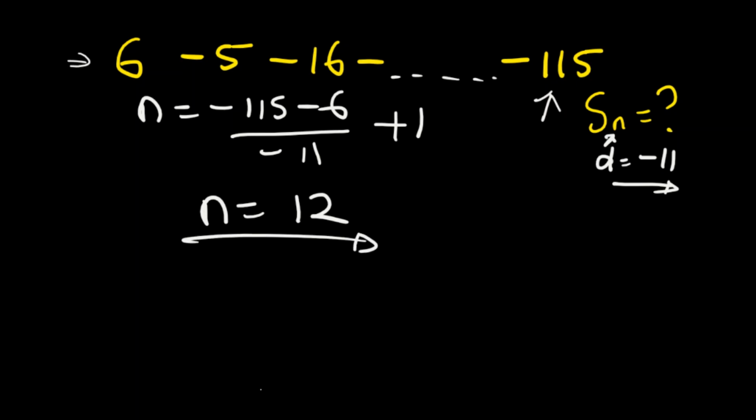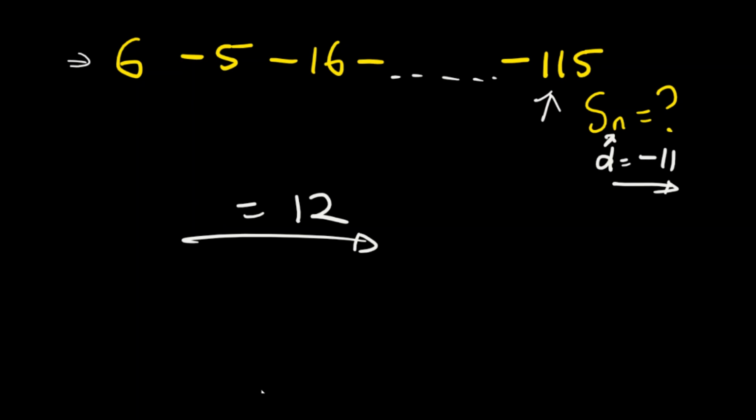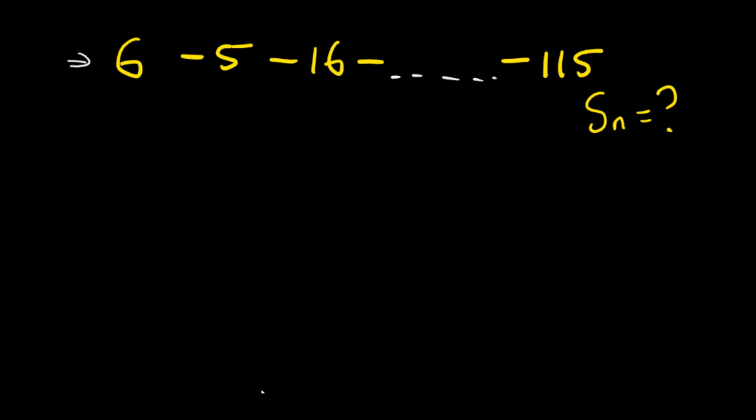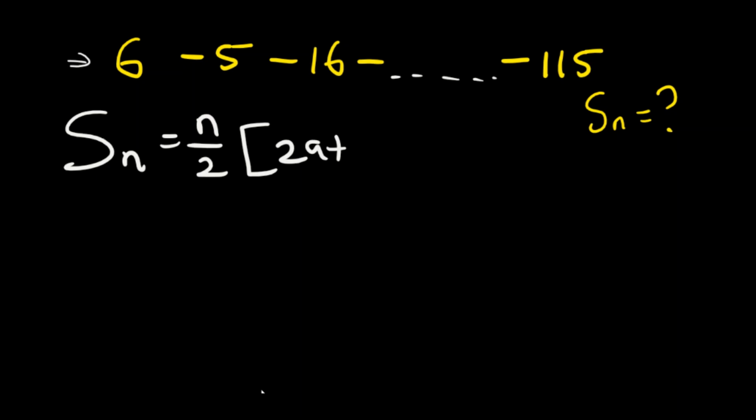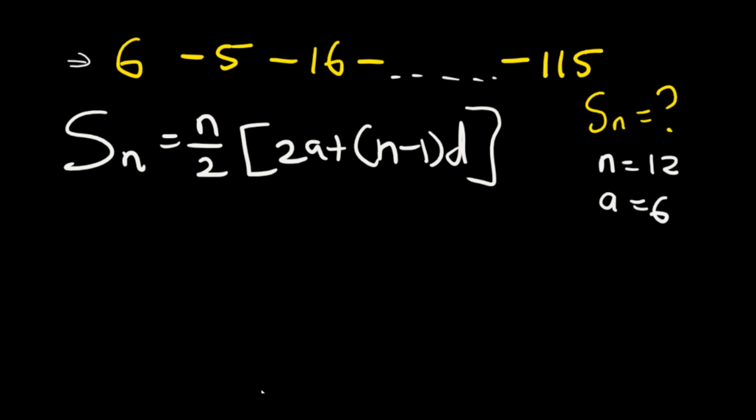So now that we found the n value, it's easier for us to identify the sum of the series. Remember, we said earlier that this series is an arithmetic series. We've shown why it's an arithmetic series. So now we're going to use the sum formula of an arithmetic series, which is written like this. From here, we just substitute the values. Remember, we know that n is equal to 12, our a value is 6, which is the first term, and our d is equal to minus 11.